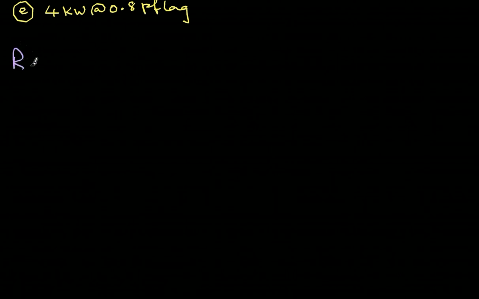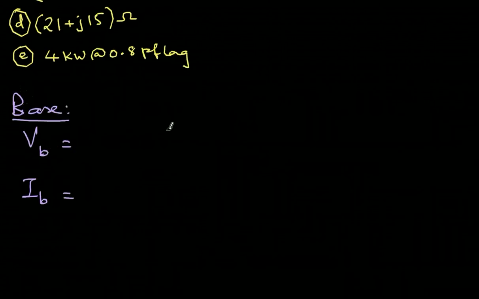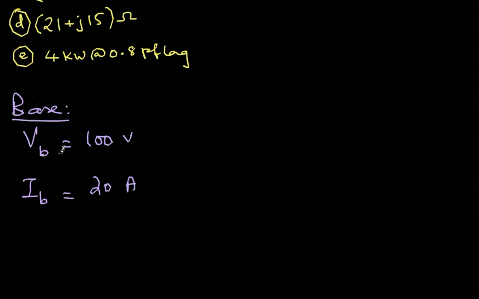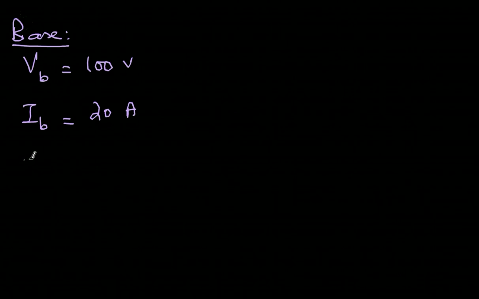So let's begin. These are the base quantities. V base is given and I base is given: 100 volts and 20 amperes. The moment two base quantities are defined, the other two base quantities will get automatically defined.